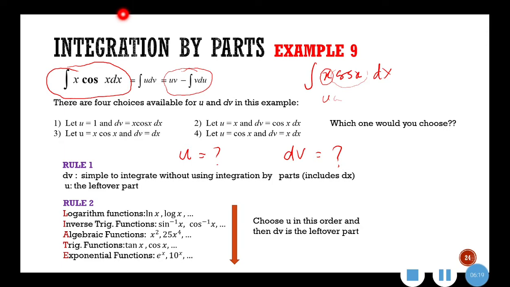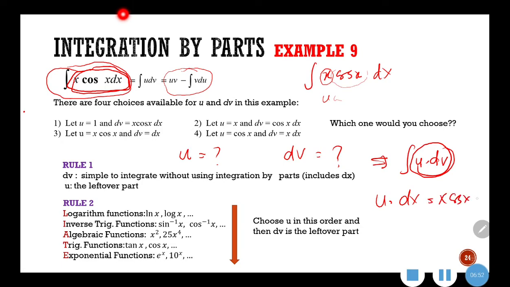Okay, so daripada situ, daripada sini kita ada few options. Okay, what to let as your u or dv. Yang pastinya you have to make sure bila you let u and dv here, u times dv dia akan equivalent to whatever that you have inside the integration here. Okay, so maknanya u times dv for this case, example 9, should equal x cos x dx. Semua ni. Okay, tak boleh ada pun yang tertinggal.